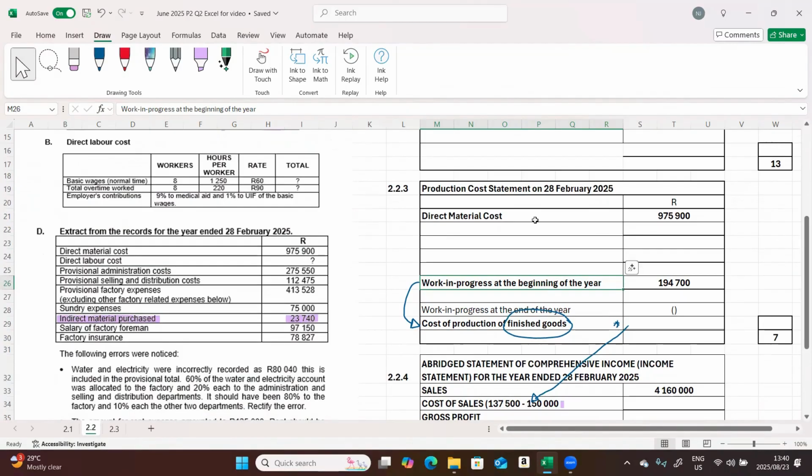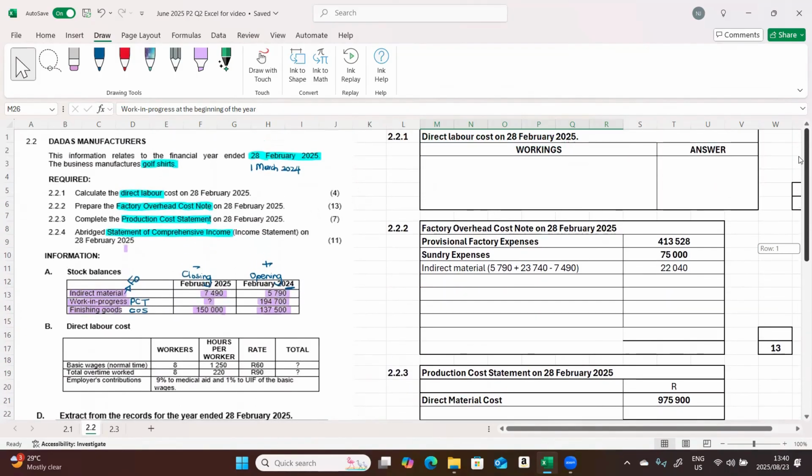Then we move on to information number B, which is my direct labor cost. And we can remember from what they ask us over here at 2.2.1, we have to calculate the direct labor cost on 28 February 2025. So information B, direct labor cost, is going to give me my 4 marks over here. So this is all of the information that we need to earn our 4 marks at 2.2.1. So let's get going. This is usually easy, guys.